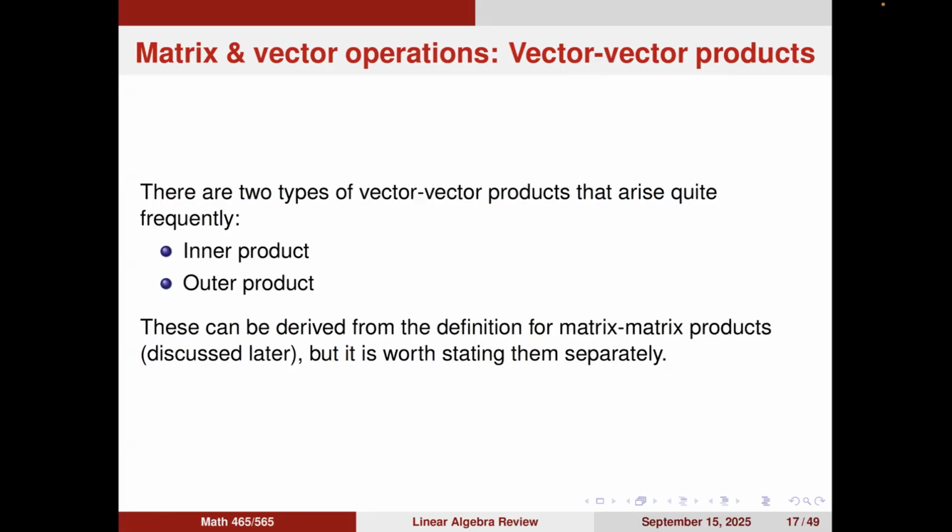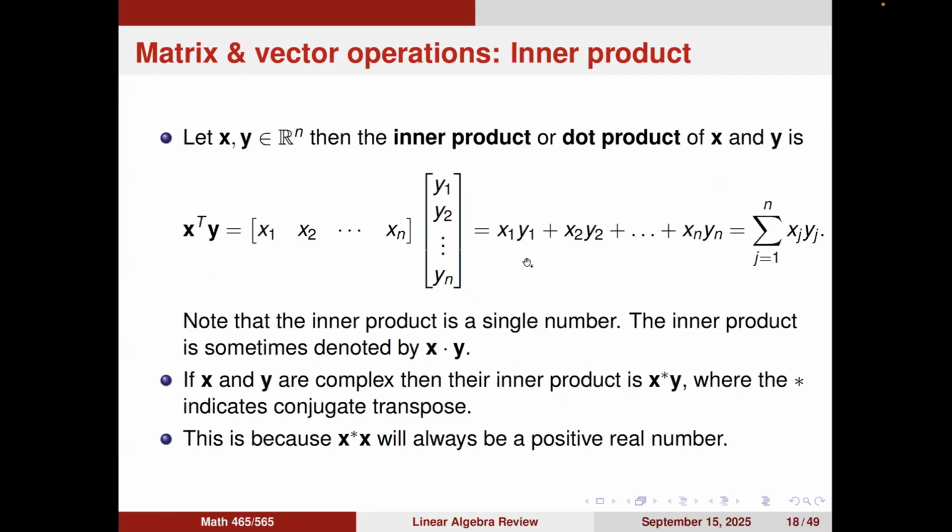For vector-vector products, there are two common choices that we'll be using in this class. They're called the inner product and the outer product. The inner product, which is also sometimes referred to as the dot product, is formally computed by taking x transpose times y, which is equivalent to just taking the jth entry of x, times the jth entry of y, and then summing over j.